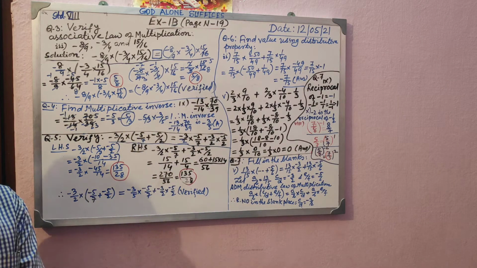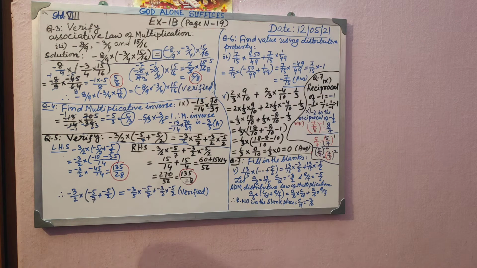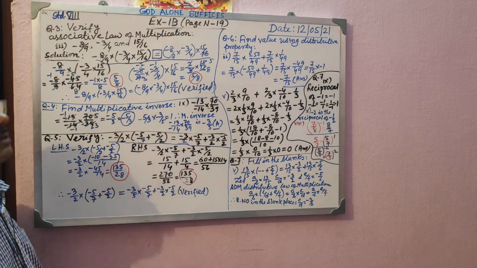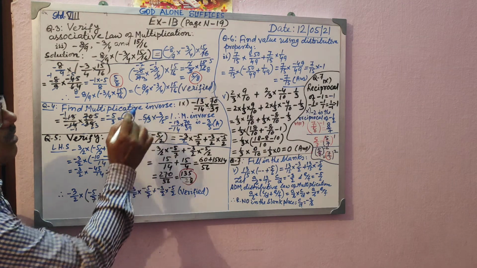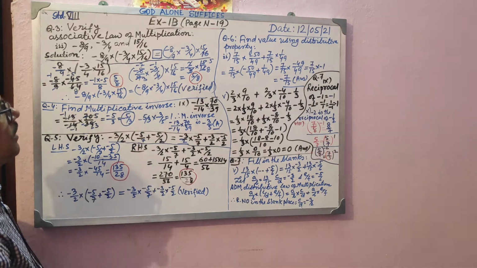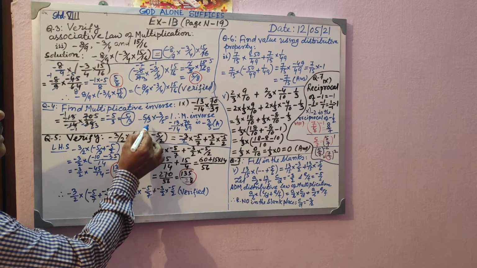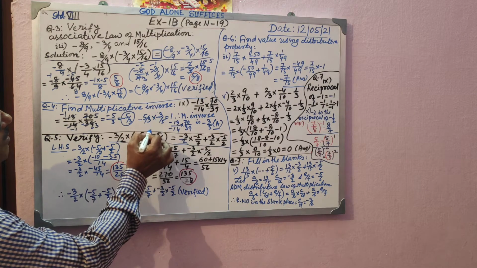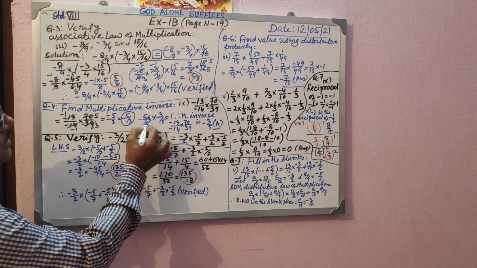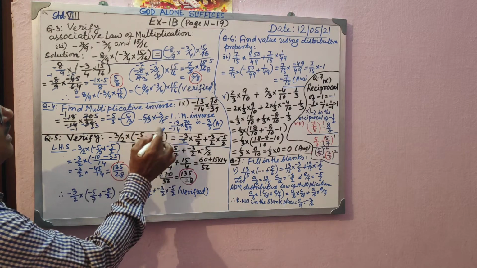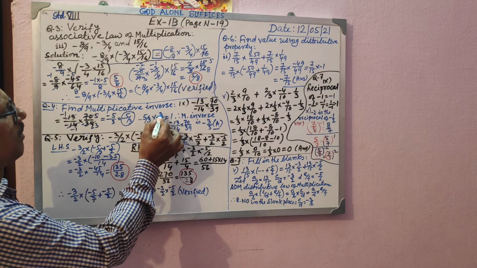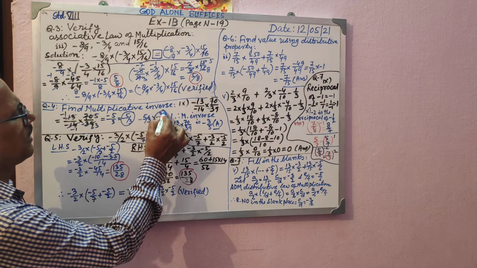What will be the multiplicative inverse? What will you multiply to minus 5 by 3 so that the value becomes 1? Definitely the reciprocal of it. Reciprocal means the numerator goes to the denominator and the denominator comes to the numerator. So minus 3 by 5. If you multiply, minus minus will be plus, 3 will be cancelled, 5 will be cancelled, and you will find 1. So the multiplicative inverse is minus 3 by 5.